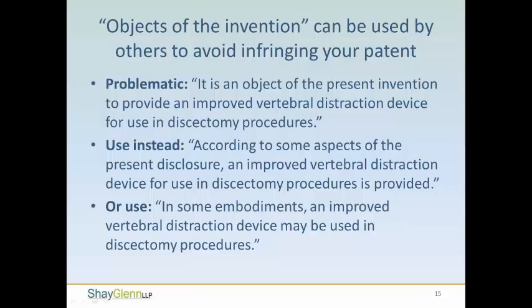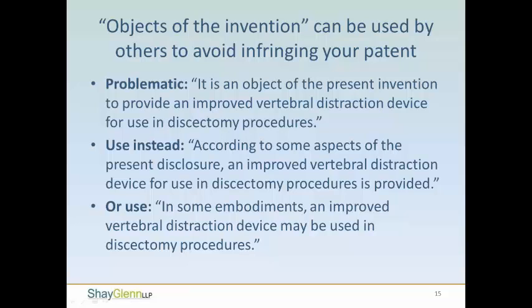And so if you've got one or more of these objects of the invention in the summary section of your patent, their defense counsel, your competitor, can say, hey, we don't do this, this, and this, and they can quickly sway a jury to believe that, hey, your patent is completely different. It's covering things that we don't do. So the simple solution here is you just don't use objects of the invention.